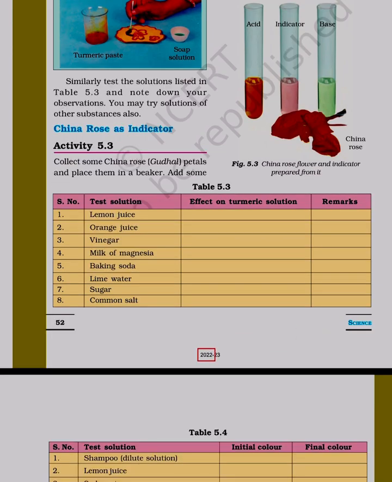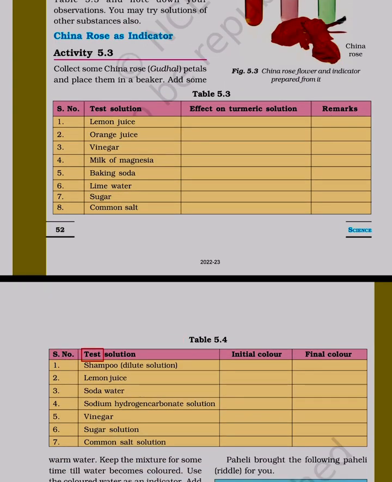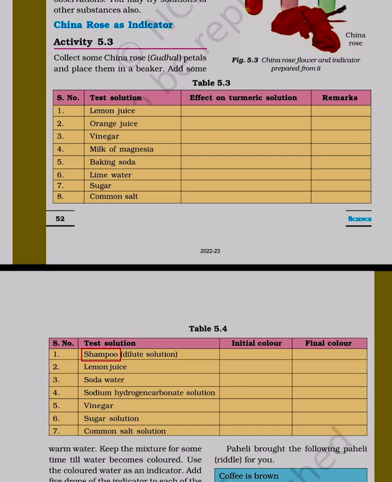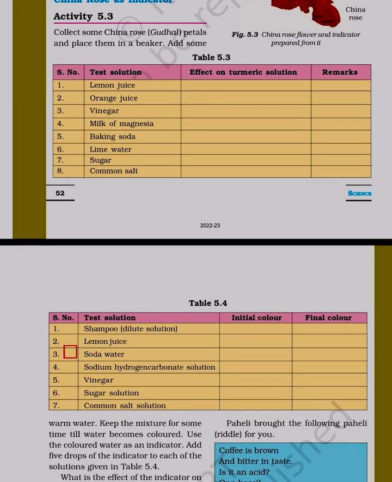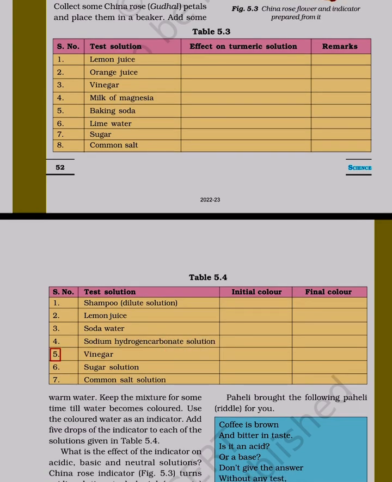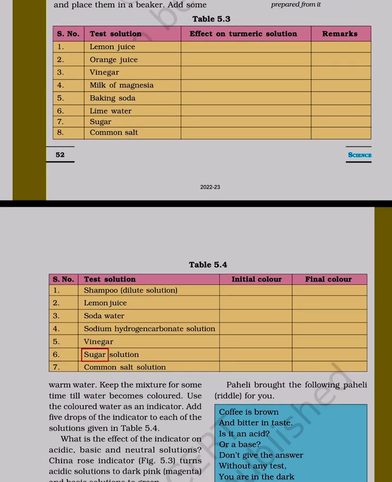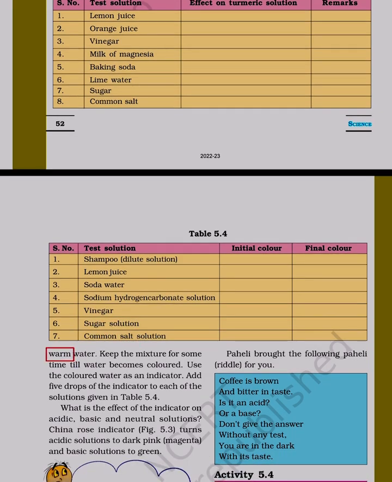Table 5.4. Serial No. Test solution. Initial color. Final color. 1. Shampoo, dilute solution. 2. Lemon juice. 3. Soda water. 4. Sodium hydrogen carbonate solution. 5. Vinegar. 6. Sugar solution. 7. Common salt solution. Warm water.